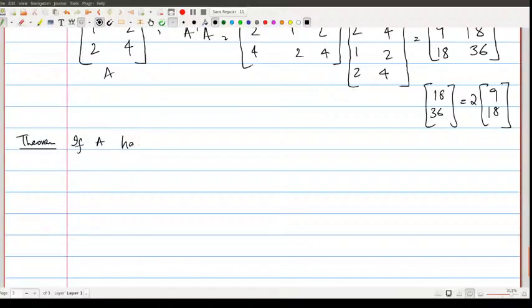So if A is invertible, A can't be invertible because it's not a square matrix. If A has independent columns, then A transpose A is invertible. Okay, and how do I know this?